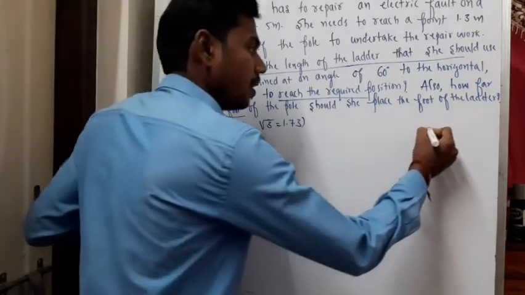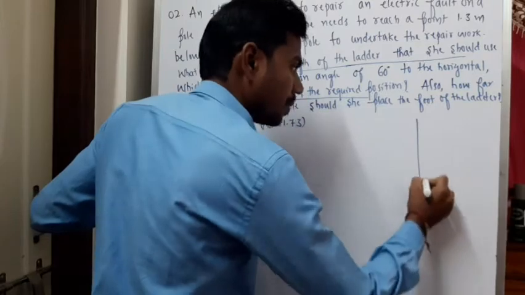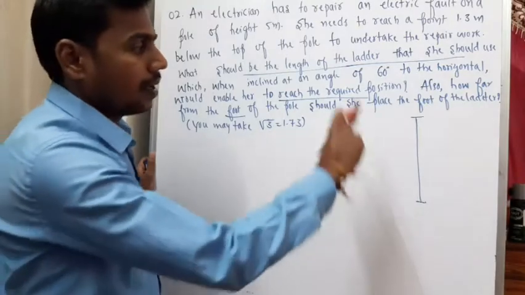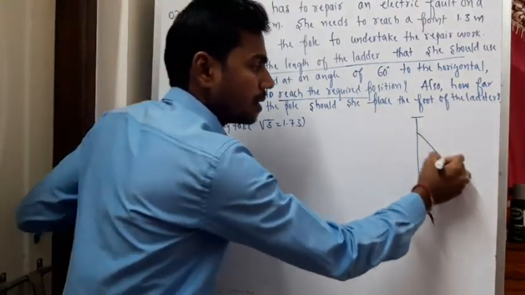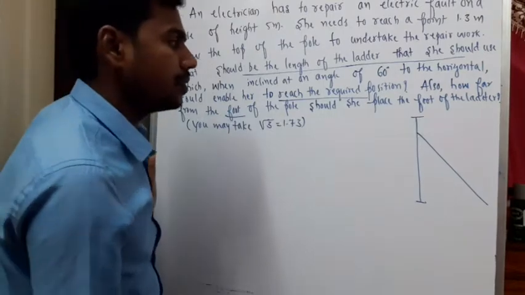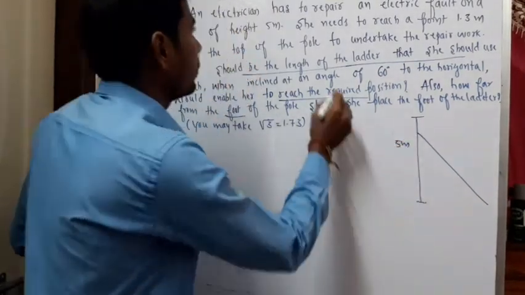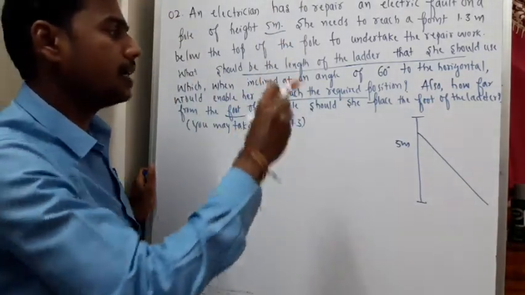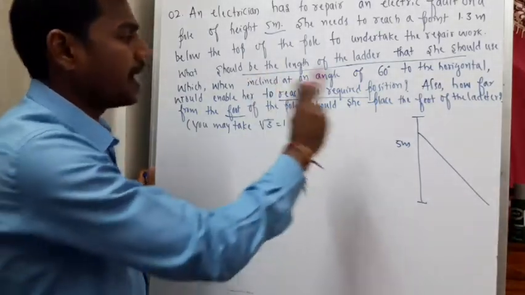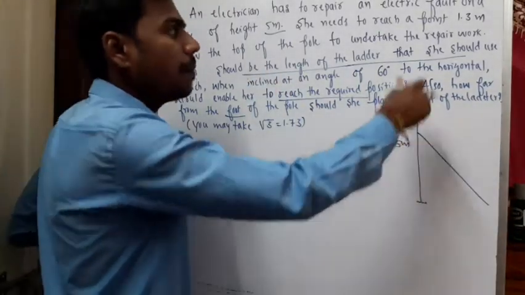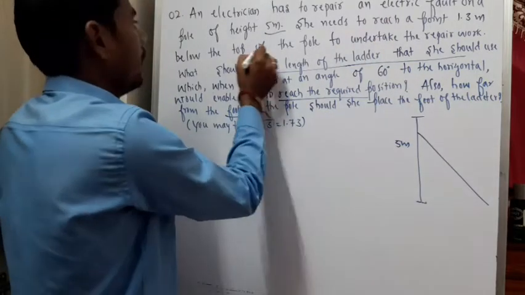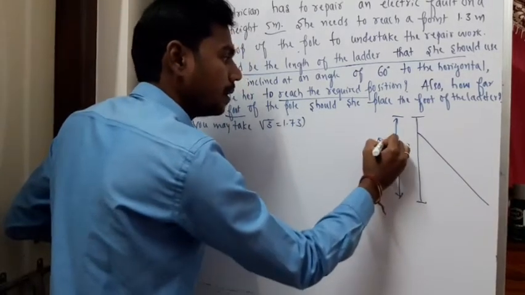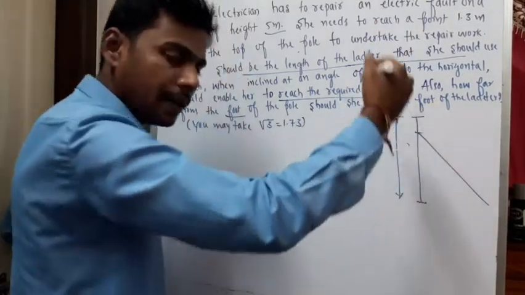See, there is a pole. There is a person, and she has to make use of the ladder. The height of the pole is 5 meter, as they have given. See, the question may be lengthy, but when you analyze part by part, it looks very simple. So the height of the pole is 5 meter. She needs to reach 1.3 meter below the top of the pole. See, this total height is 5 meter. She has to reach this point, which is 1.3 meter below the top.